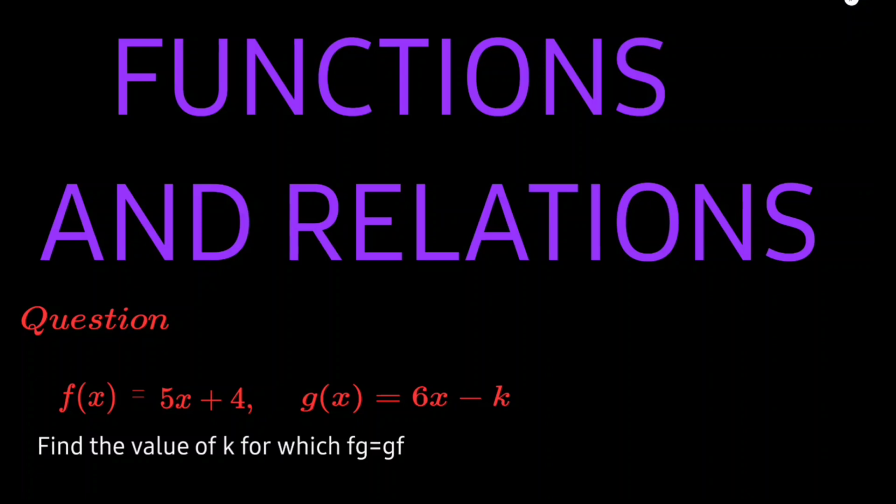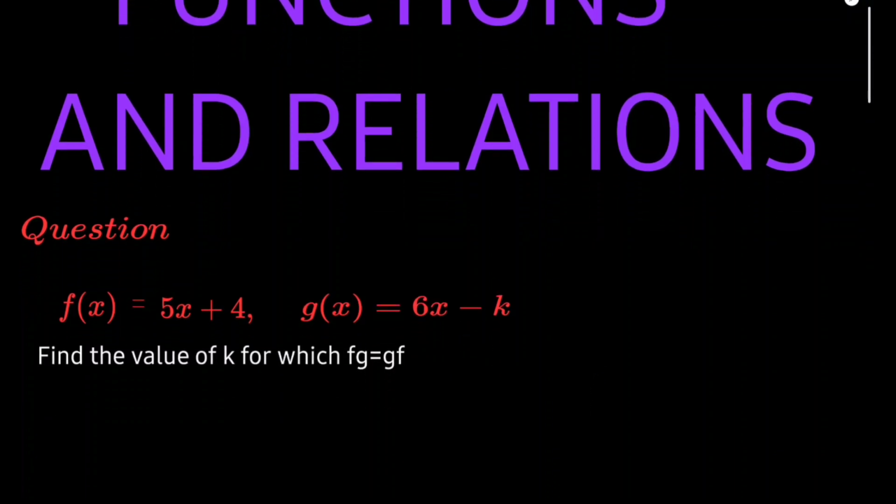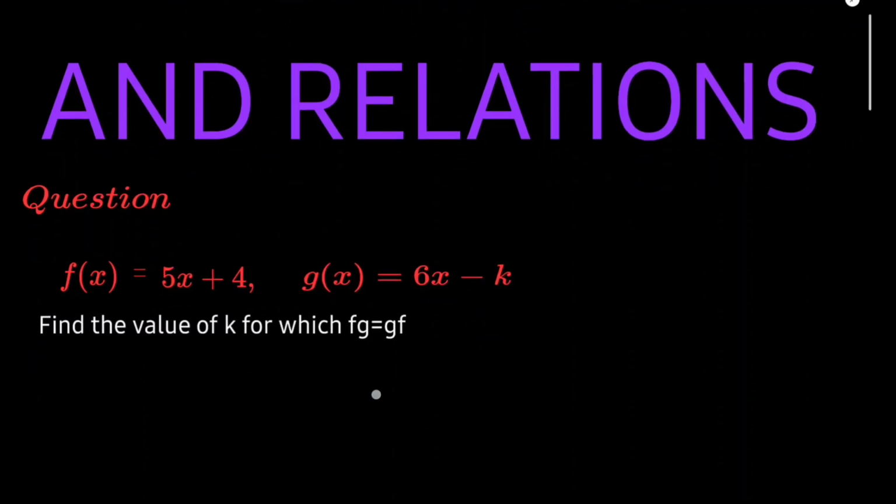So in this video we are going to solve a question under composition of functions. The question says f of x is equal to 5x plus 4, g of x is equal to 6x minus k. So here we have a constant, the constant k. We have to find the value of that constant k for which f of g of x is equal to g of f of x.